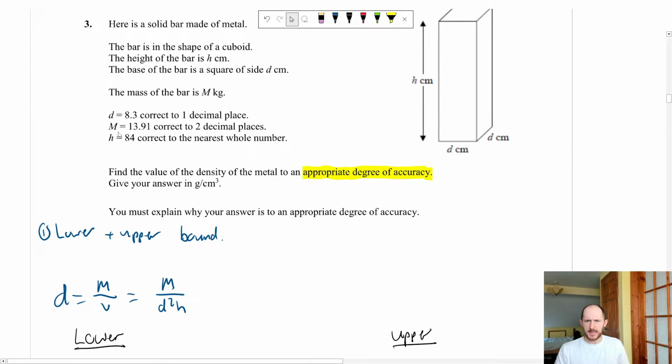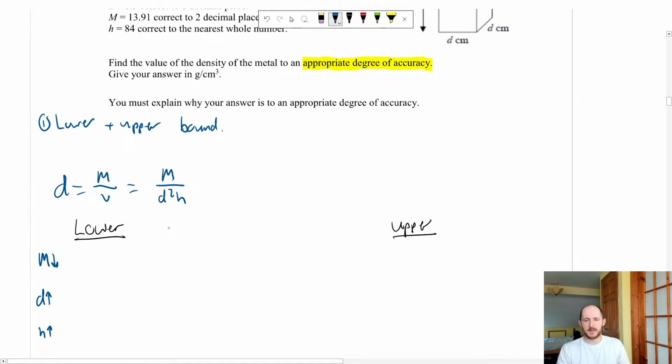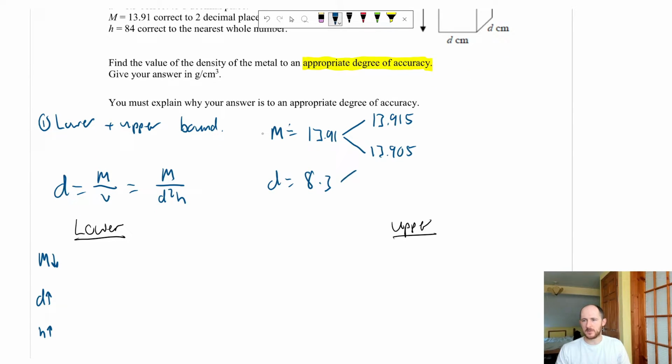So m is 13.91 to 2 decimal places. If you want, you can write them up here. This is also something I teach some students if they find it a bit tricky. The upper bound would be 13.915. All you do is add on a 5 at the end. And for the lower bound, all you do is subtract 1 from the middle number, so 13.905. If you do the same thing for d, d is 8.3 to 1 decimal place. So again, if I want the upper bound, I add on a 5, and for the lower bound I take 1 away from the middle digit.